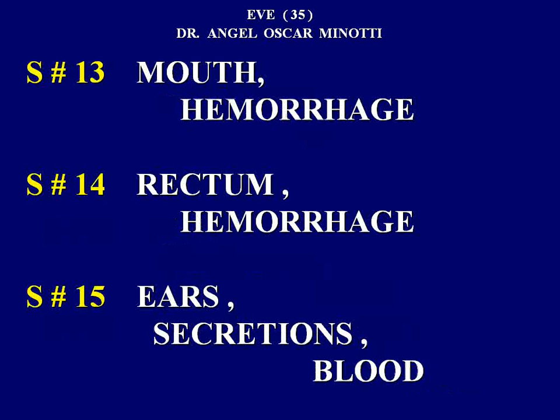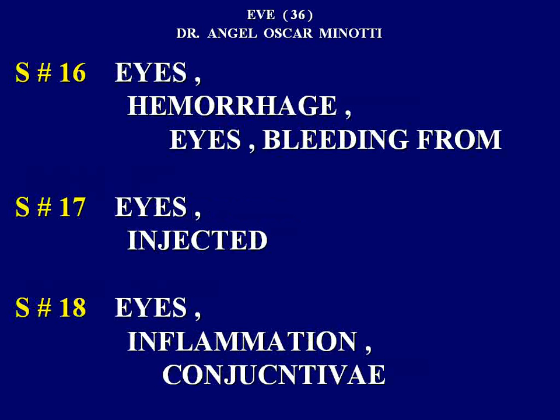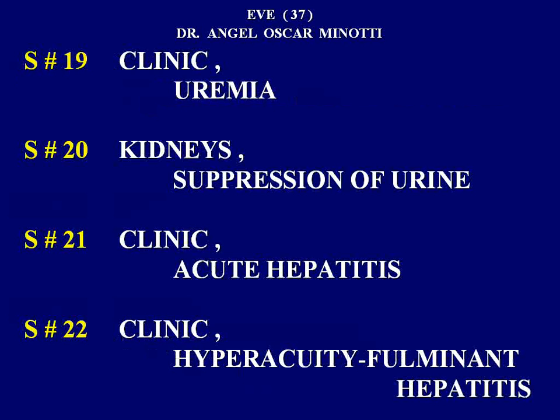13, mouth, hemorrhage. 14, rectum, hemorrhage. 15, air, secretions, blood. 16, eyes, hemorrhage, eyes, bleeding from. 17, eyes, injected. 18, eyes, inflammation, conjunctival. 19, clinic, uremia. 20, kidneys, suppression of urine. 21, clinic, acute hepatitis. 22, clinic, hyperacute, fulminant hepatitis.